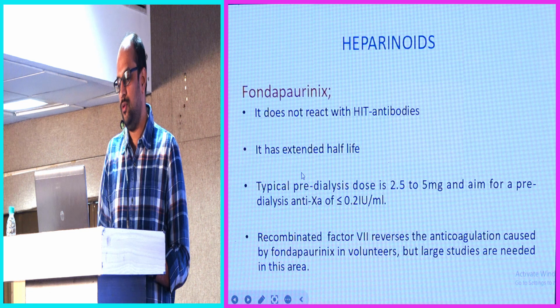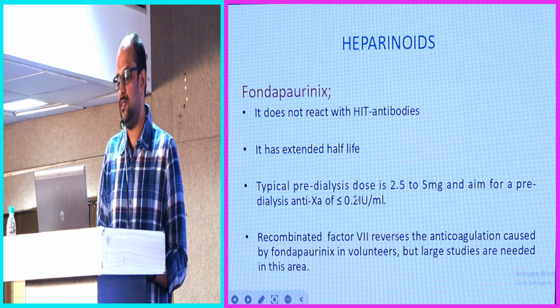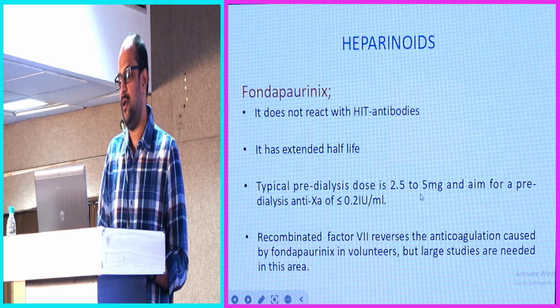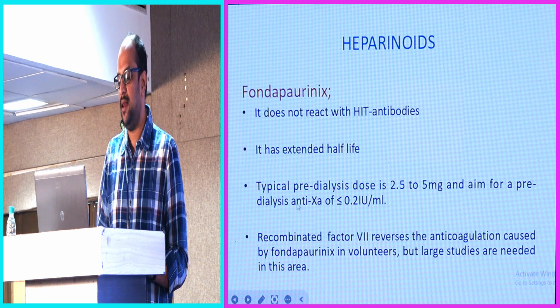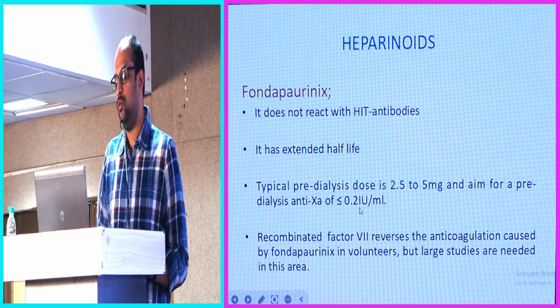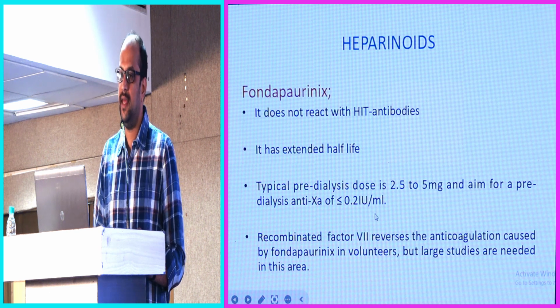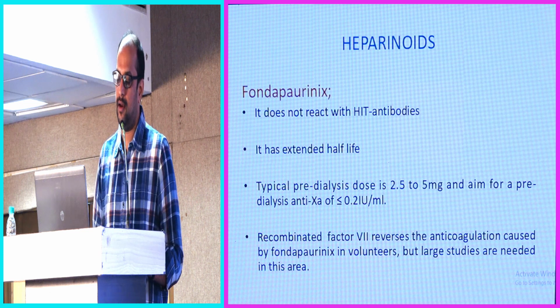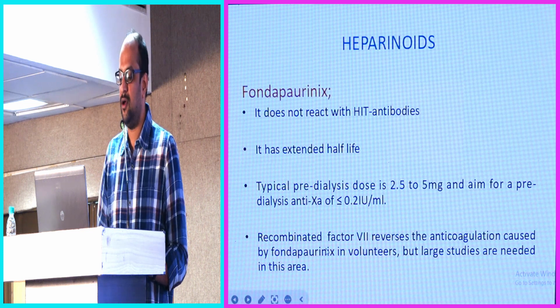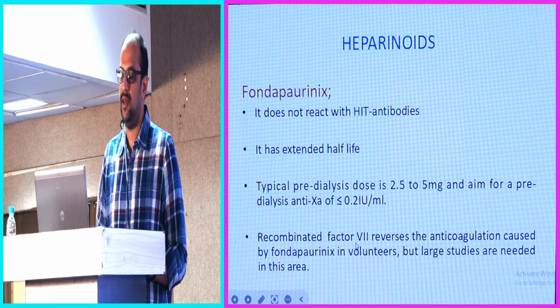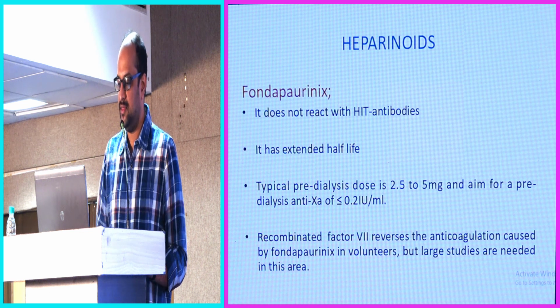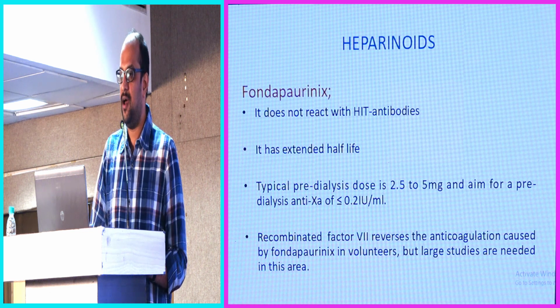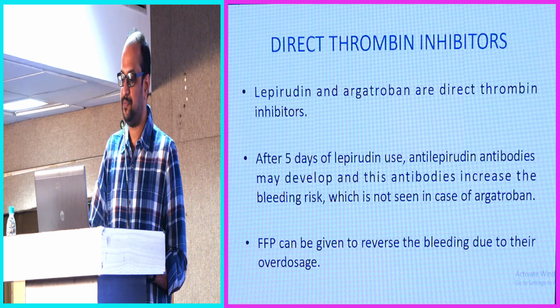And if we want to give it for CRRT, we may need to give a pre-dialysis dose of 2.5 to 5 milligrams, and aim to maintain anti-factor 10A level less than or equal to 0.2 international units per ml. Though there is no specific antidote if bleeding occurs with the heparinoids, there is some data that recombinant factor 7 can be given if the patient develops bleeding with this group of anticoagulants, but large studies are needed in this area.